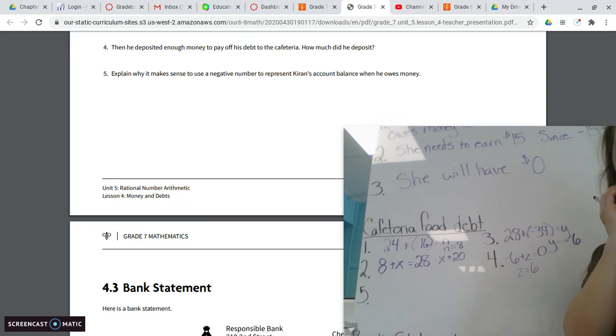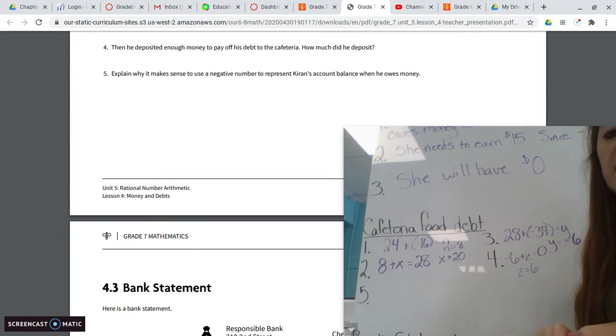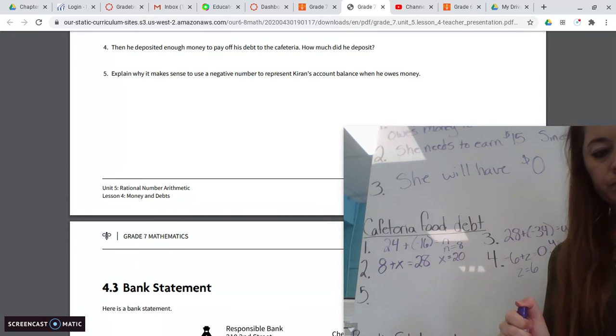All right, and our last question here. Explain why it makes sense to use a negative number to represent Kieran's account balance when he owes money. So why does it make sense that it should be a negative value?